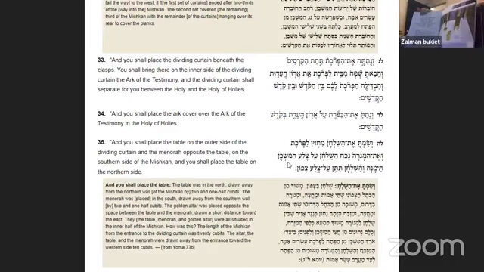Altzela hamishkan on the southern side of the teimana, on the southern side of the Mishkan. V'hashulchan titin altzela tzafain, and you shall place the table on the north side. So they're opposite each other, the shulchan and the menorah. One is on the north side and one is on the south side.